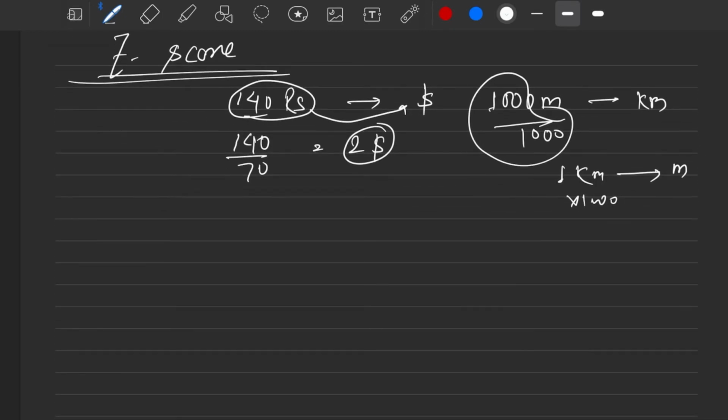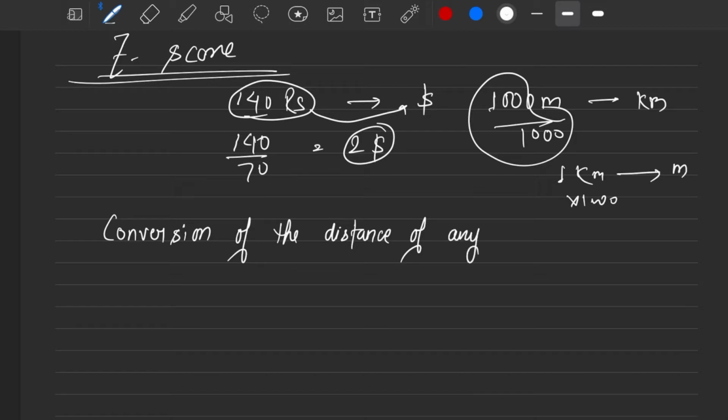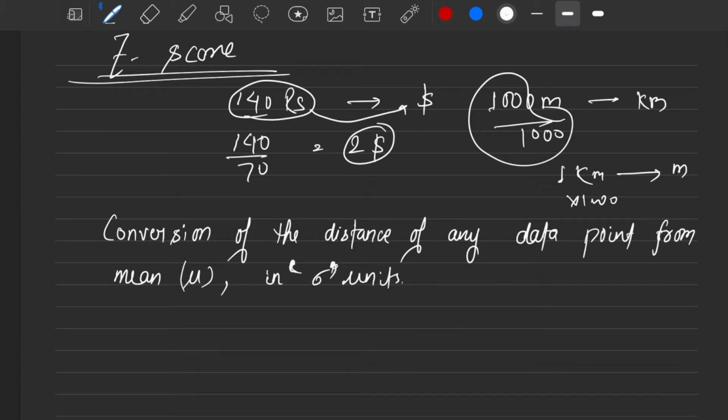Similarly, Z-score is nothing but, in layman language, if you want to understand, a conversion of the distance of any data point from the mean, mu, in sigma units.